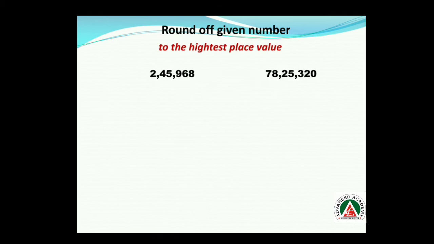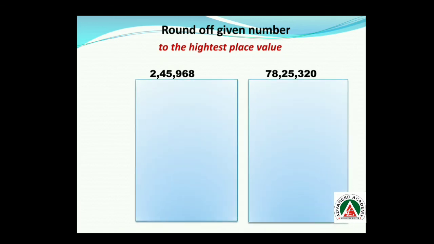So come on, take an example of this also. For example, I am taking two numbers, some big numbers. This is 2,45,968 and this number is 78 lakh 25,320. So these numbers we will round to the highest place value. Okay. So step 1, for the number 2,45,968, we again arrange this in place values.